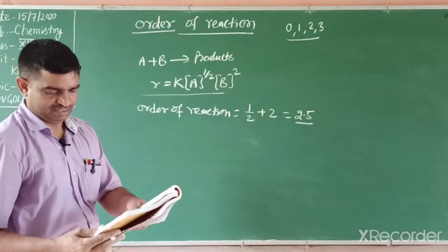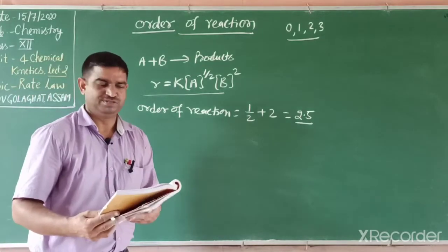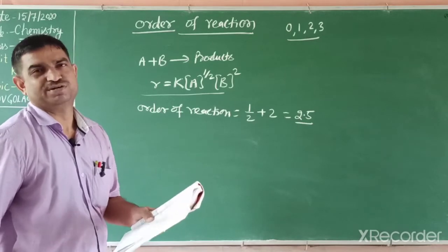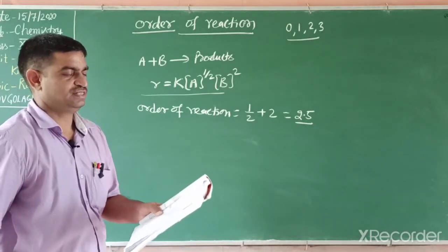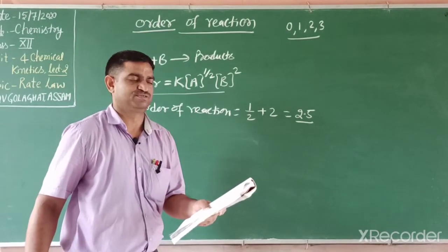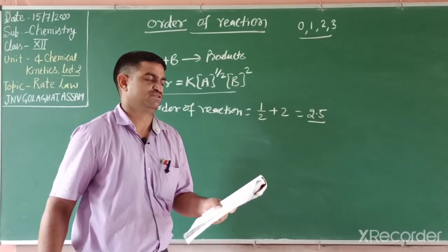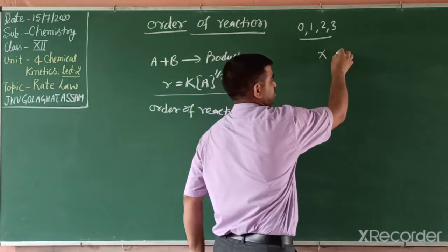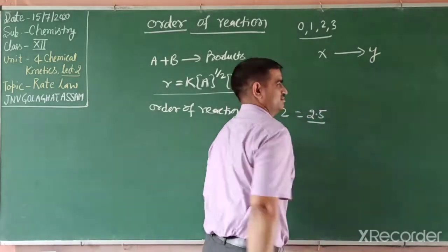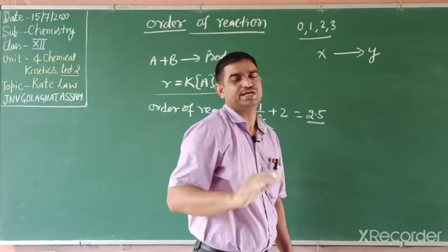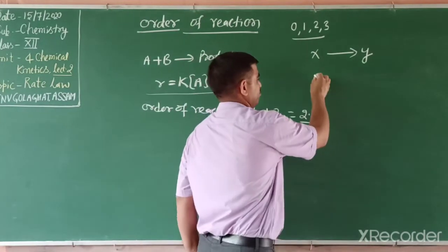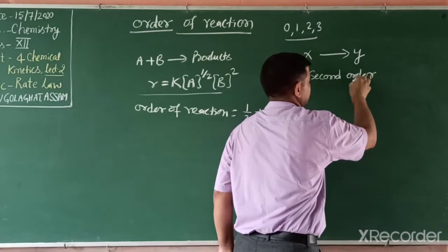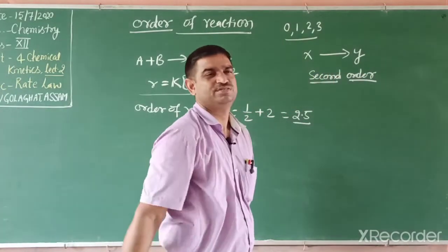Another numerical is given in NCERT book, page number 103. The conversion of molecule X to Y follows second order kinetics. If concentration of X is increased 3 times, how will it affect the rate of formation of Y? The question is given: a conversion of X converts into Y, and it follows second order kinetics. Second order kinetics means what?